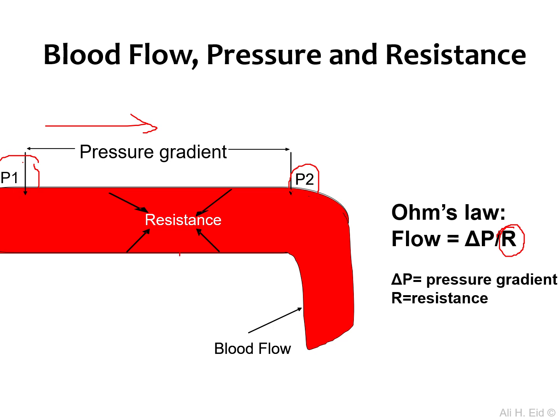Of course, the more resistance we have, it basically means that less blood can pass through, or will pass through less efficiently, and that means the flow is going to be reduced. So this equation simply makes sense. You give more pressure across this vessel, more flow will go through. You have less resistance, and that means more flow will go through.